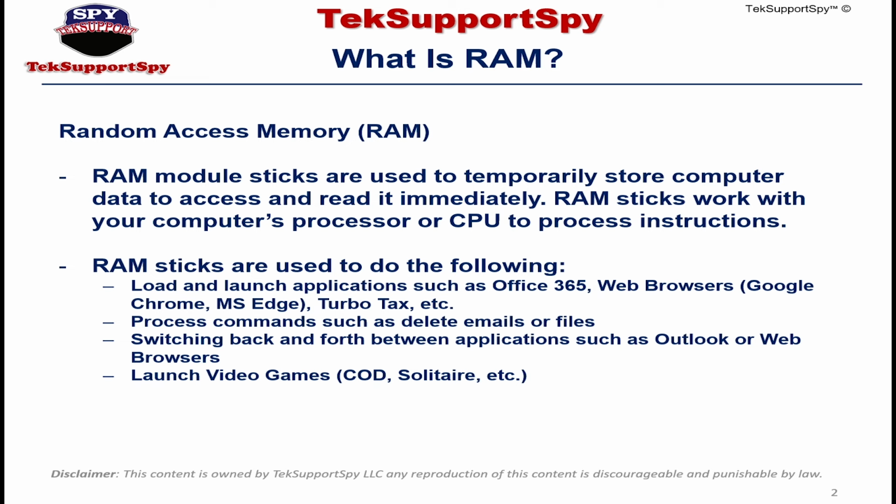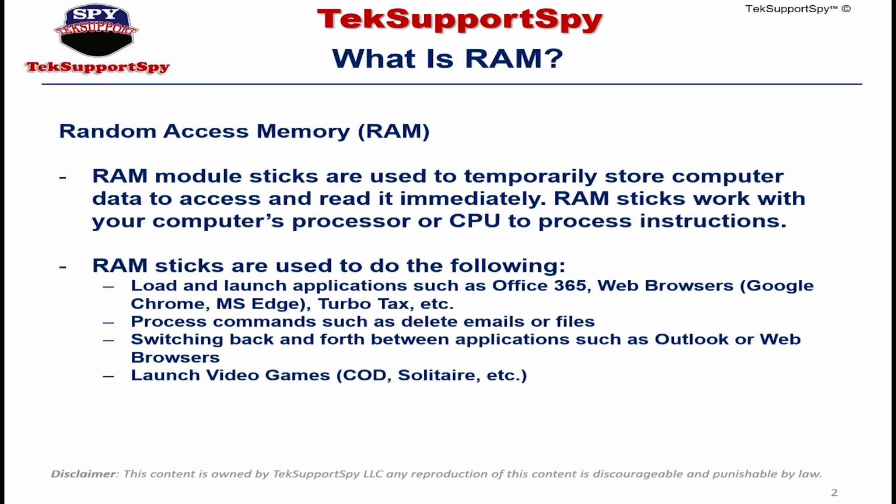If you're not familiar with RAM module sticks, they are used to temporarily store computer data to access and read it immediately. RAM sticks work with your computer's processor, or CPU, to process instructions. So understand that your RAM and your CPU work together, right?